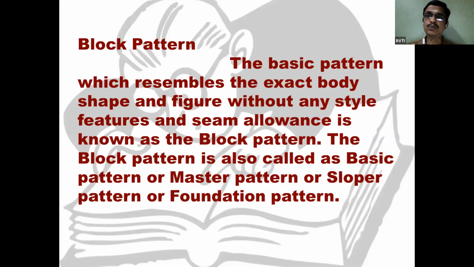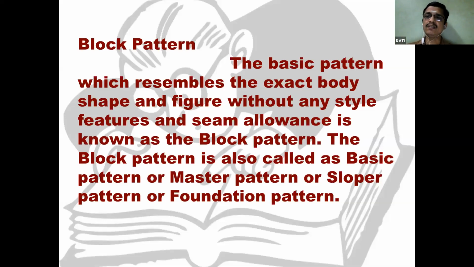So normally we are using one term, block. For example, during Ganesh Chaturthi, we are preparing a lot of Ganesha idols. How are they preparing? They have one block. Inside they put clay, and after molding, they remove the block and we get the Ganesh idols. Like that, the block should fit exactly on our body. So for that, we should not give any allowances except ease allowance. While preparing a block pattern, we have to give a minimum ease allowance.